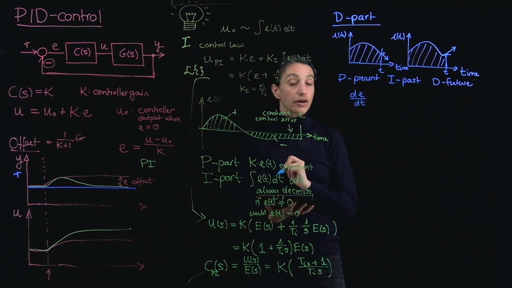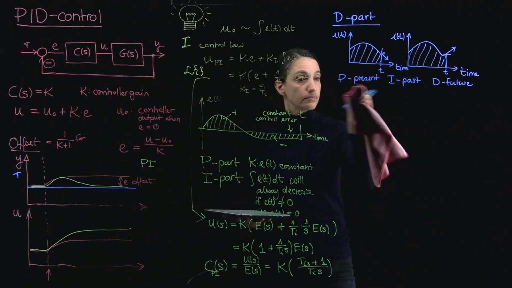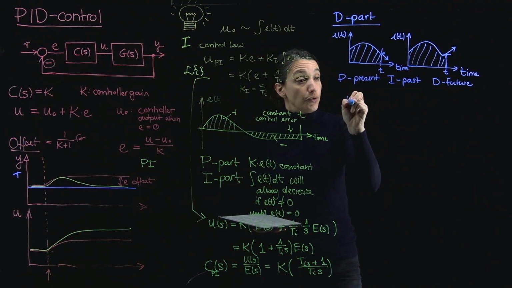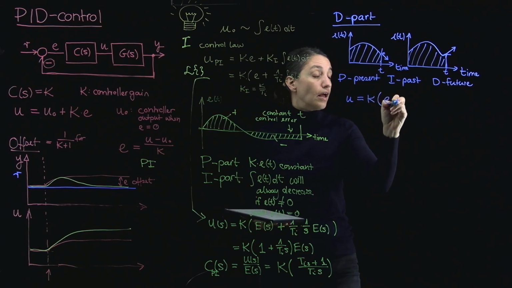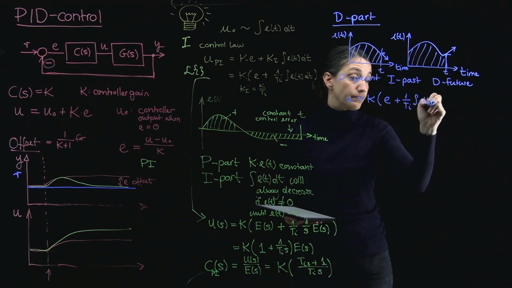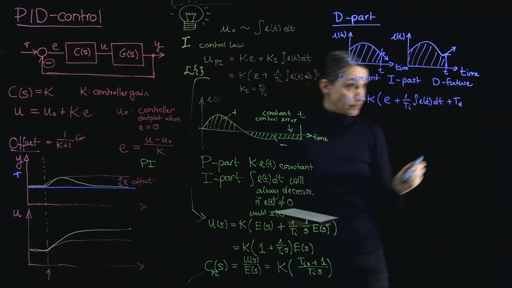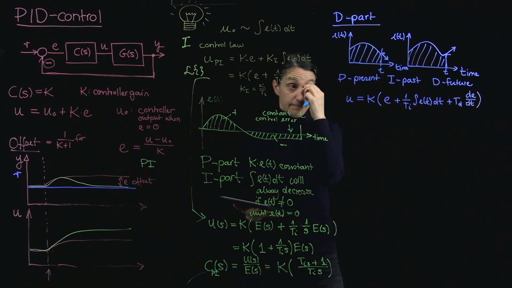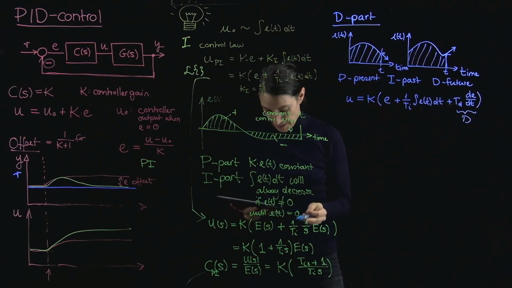And we factor this into our control function, and our control function of a PID controller is going to look like that. It is U equals K times E plus 1 over Ti, our integral part, plus another factor Td, dE over dt. Okay. So this last bit here is our derivative action multiplied by K.